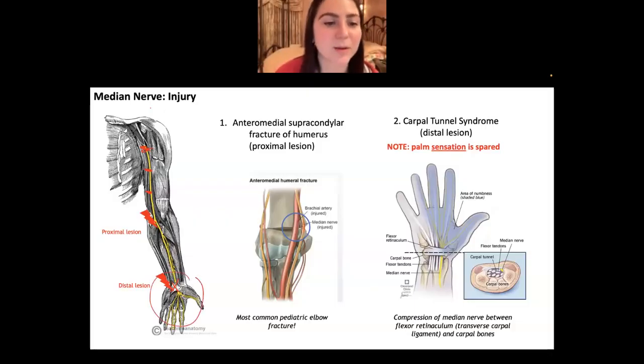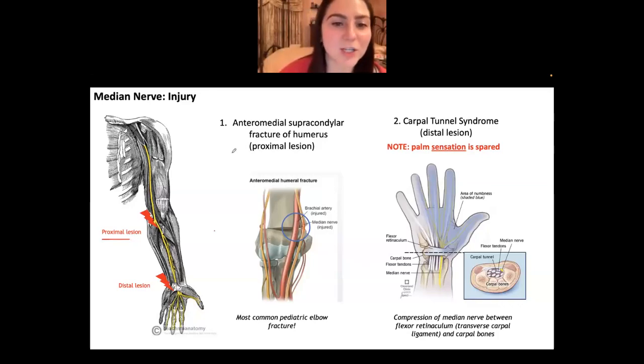Then if you have a distal lesion, pretty much only the stuff down here is going to be affected. So that's how you can think about it, and that's what's meant by a proximal lesion versus a distal lesion. Proximal just means higher up the arm, versus distal, which is closer to where the hand is.